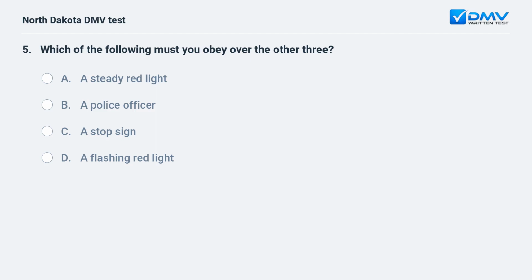Which of the following must you obey over the other three? A. A steady red light. B. A police officer. C. A stop sign. D. A flashing red light.